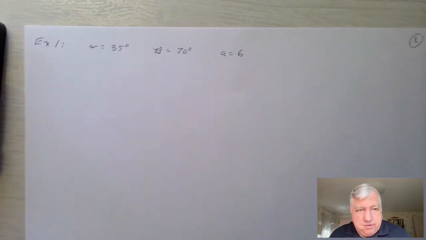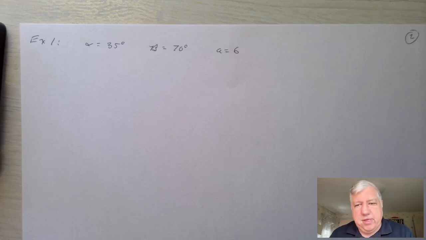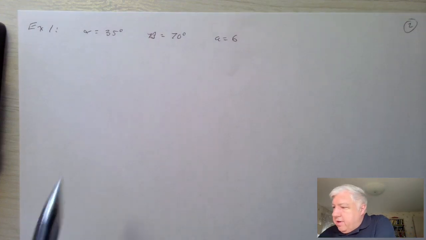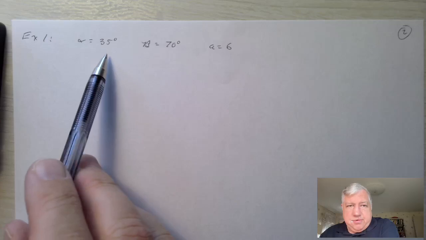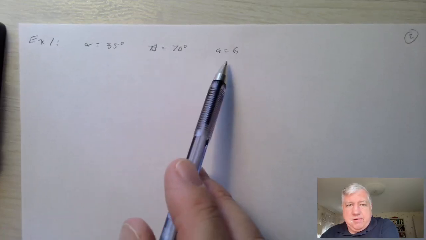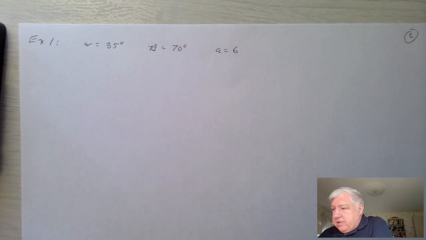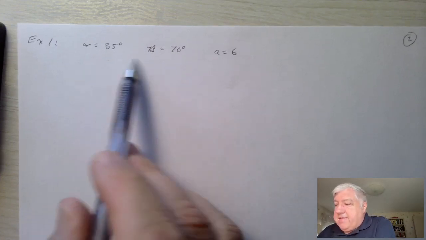And in these first few examples, what we're going to do is see, a general triangle has 3 sides and 3 angles. We'd like to be in a situation where we're given 3 of those pieces of information and find the other 3 pieces of information. So here we have alpha is 35 degrees, beta is 70 degrees, and A is 6. All right, so how would we use the law of sines to find the other 3?